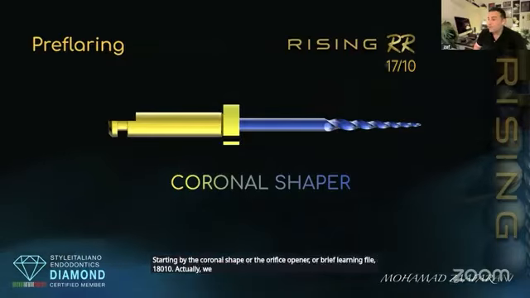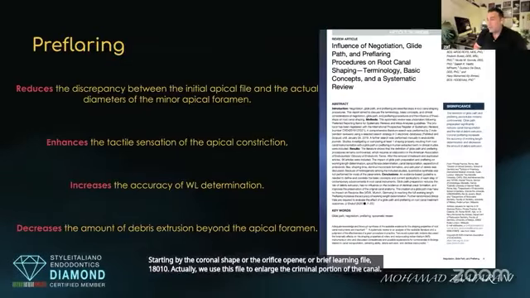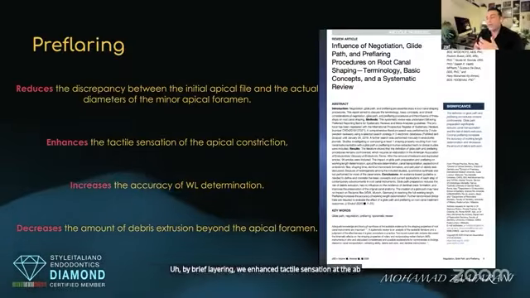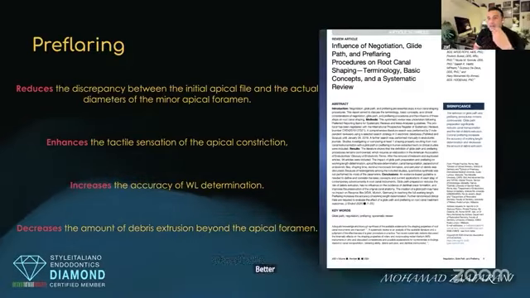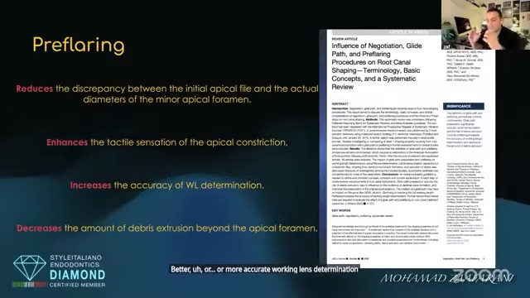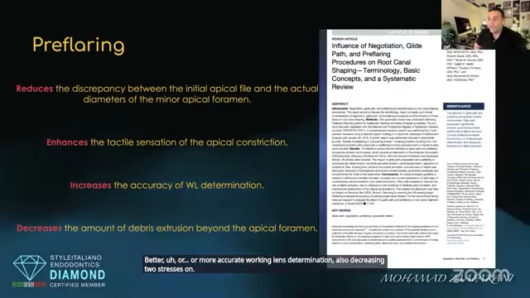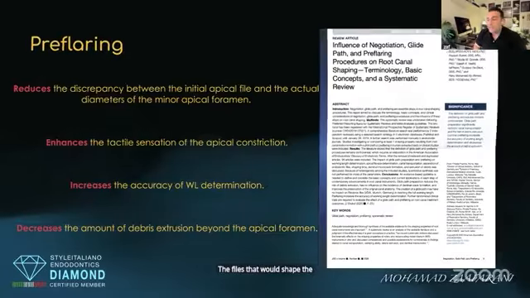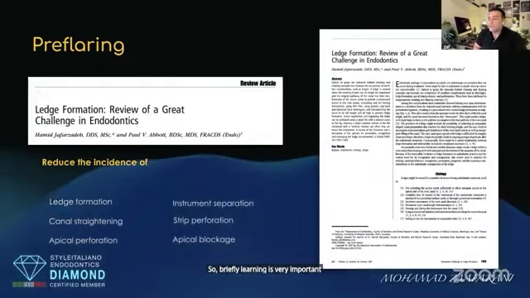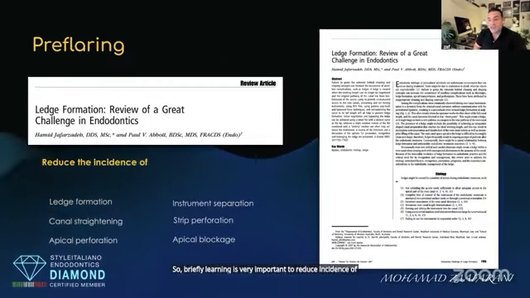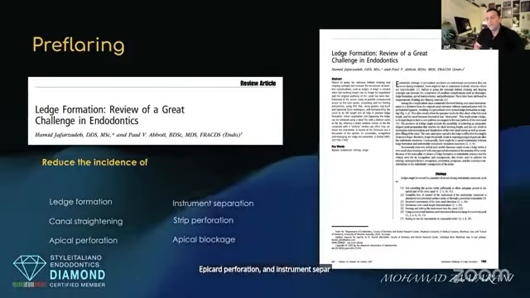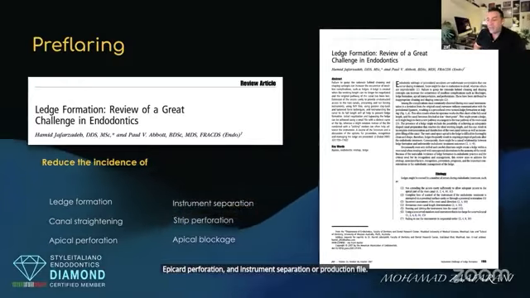Starting with the coronal shaper, or orifice opener, or pre-flaring file 18/10, we use this file to enlarge the coronal portion of the canal. By pre-flaring, we enhance tactile sensation at the apical constriction, so we can have more accurate working length determination, and also decrease stresses on the files that shape the mid portion and the apical part of the canal. So pre-flaring is very important to reduce the incidence of ledge formation, canal straightening, apical perforation, instrument separation or broken files, stripping of the canal, and apical blockage.